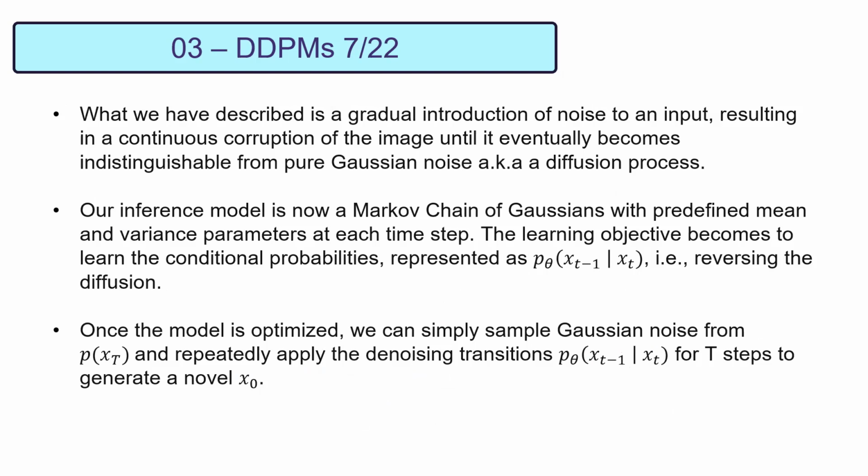It was actually written here, by the way, but I was reading the slides. After the model is optimized, we can just sample Gaussian noise from p(xt) and just apply the denoising transitions for t steps to generate a novel x0. And this right here is the biggest bottleneck of denoising diffusion probabilistic models. Because they have this Markov chain structure, to generate a new sample, you actually need to apply this thing over and over from t to 0.